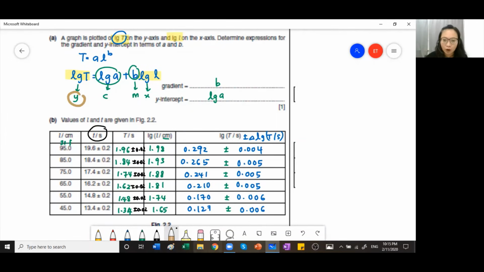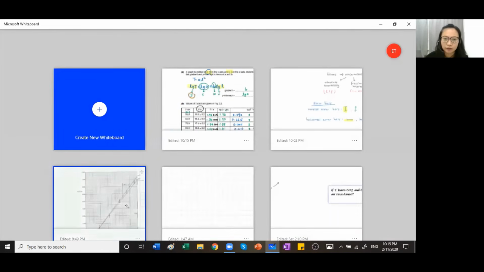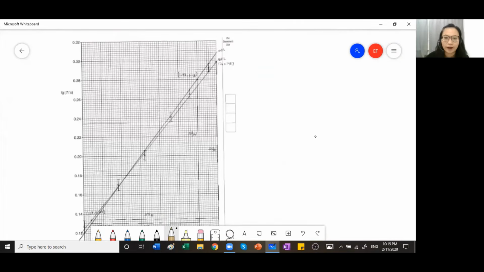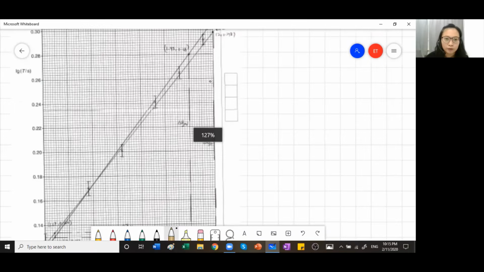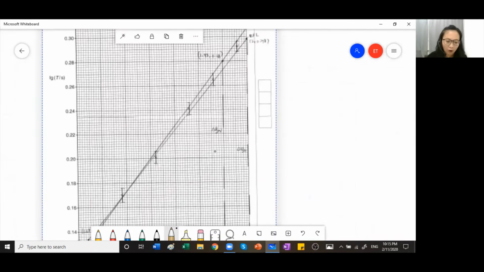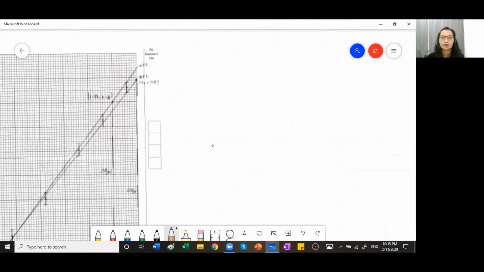Then you just plot your graph. The graph is actually given. This is a graph that I have plotted. So you just need to plot your best fit line, just like normal, and find the gradient just like normal as well. And then you have to plot your worst fit line. Some will ask me how to plot the worst fit line.